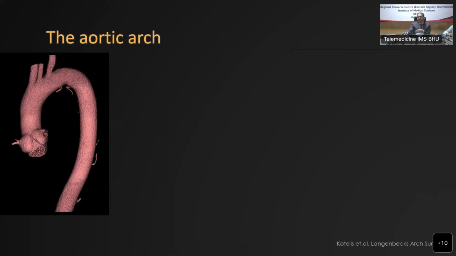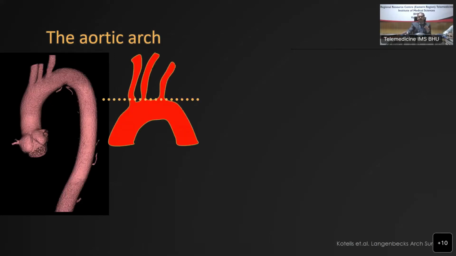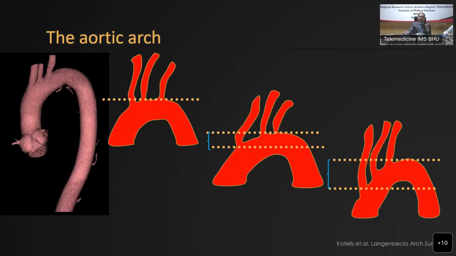And this is particularly important if you're going to do an interventional procedure on the aortic arch itself. So the aortic arch, as the interventional people classify it, is type 1, type 2, and type 3. These types are decided basically from the height of the arch to the origin of the brachiocephalic artery.